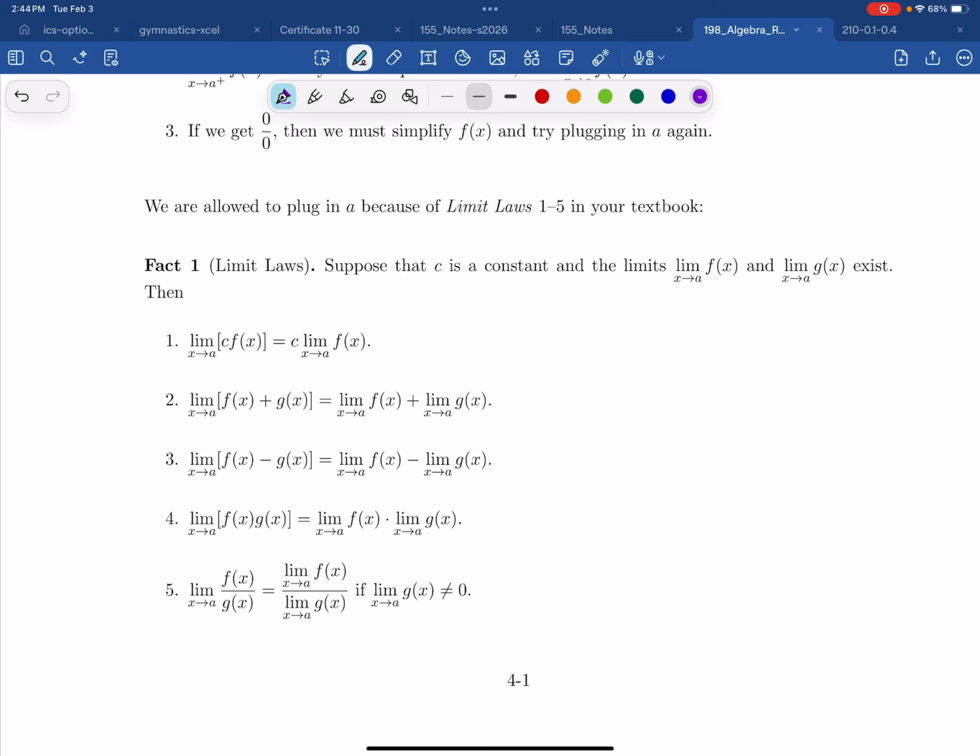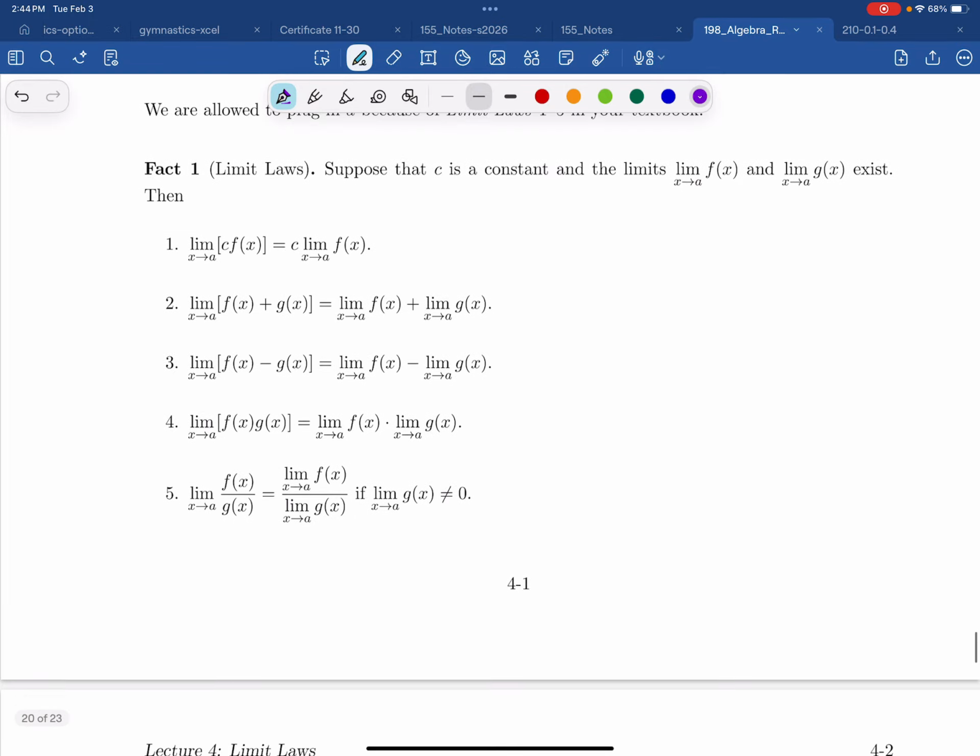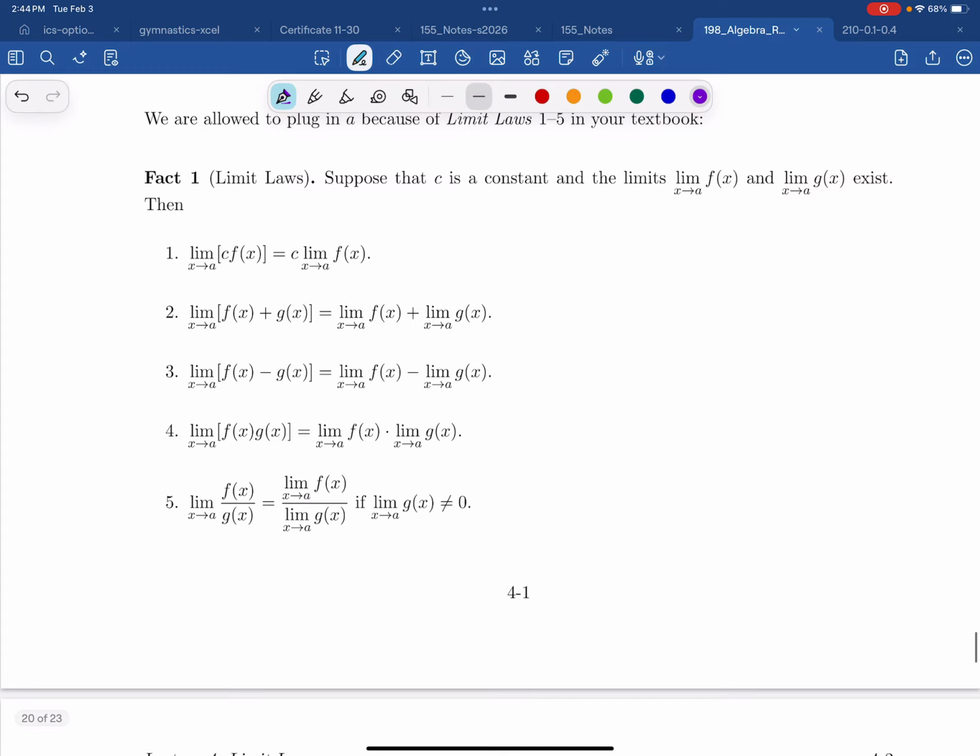I've been sweeping a little bit under the rug when I say, oh, you can just plug in x equals a. Why can you do that? Well, you can do it because of these things called limit laws. Here are the first 5. There are others, but these are the basic ones.